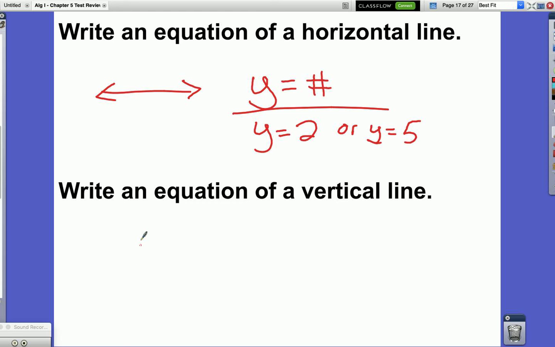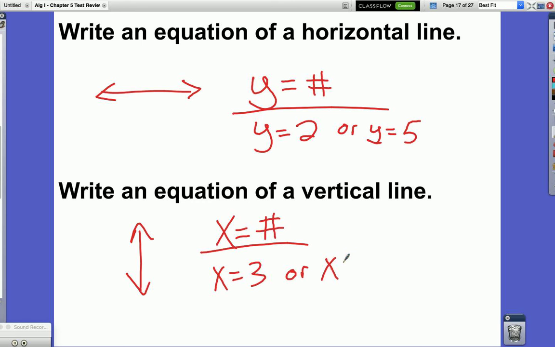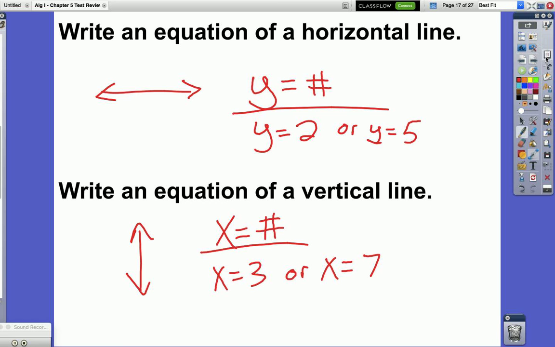Vertical line. Same type of thing. It's a special type of line. It's straight up and down. So again, this has only one variable. It's x. So x equals some number. So x equals 3. Or x equals 7. Whatever it is. X equals some number is the equation of a vertical line.